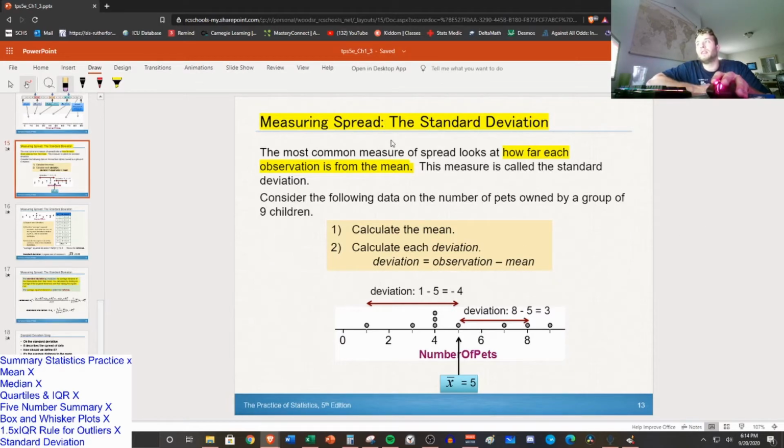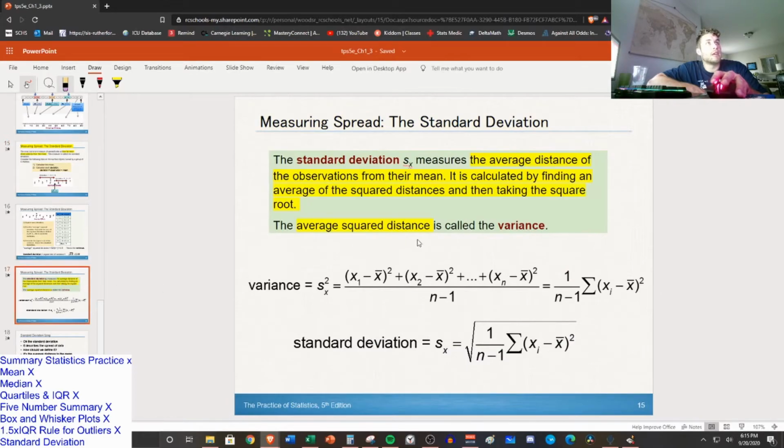Okay, the standard deviation is the most common measure of spread. It looks at how far each observation is from the mean. So how far each observation is from the mean. So you can just write that really quick. Not a lot there for standard deviation. But we have a longer definition that I'm going to have you write down. You can go ahead and write this thing, variance, and then also you'll notice the formula down here. Quite intimidating.